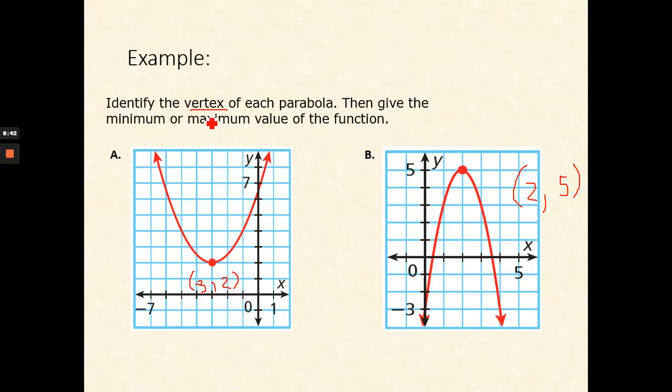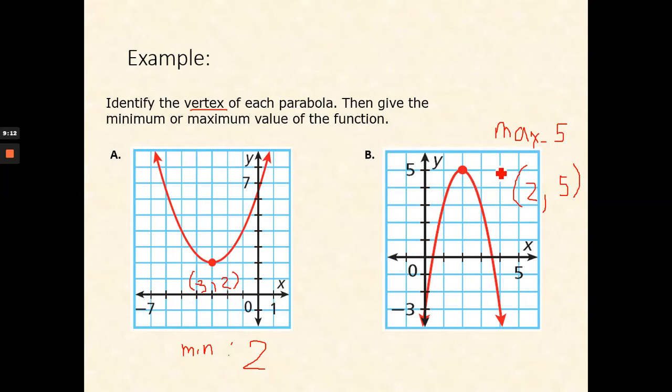Now, what is the minimum or maximum value? So in here, you are talking about the minimum value. So what is the minimum value? That is your y, which is 2. Here, what is the maximum value? You are talking about your y again. So what is the maximum? It is 5. Okay?